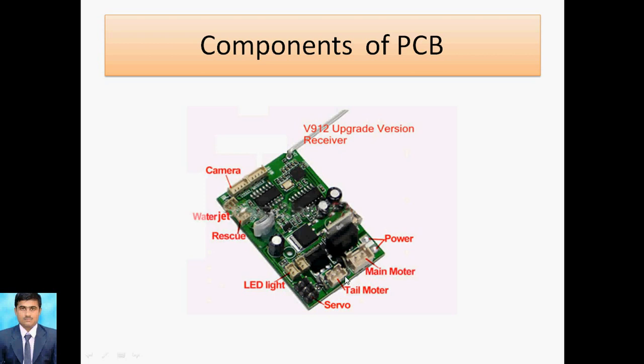Then the PCB is used to mechanically support as well as electrically connect electronic components using conductive pathways. So there are different components. Then the servo motor is there, tail motor is there, main motor is there, power supply is there, then LED light is there. So these are the components which lie on the PCB.